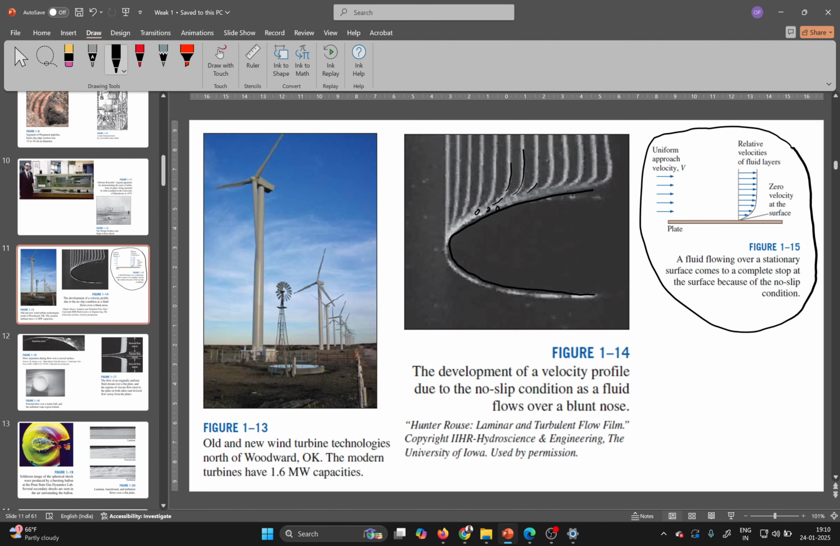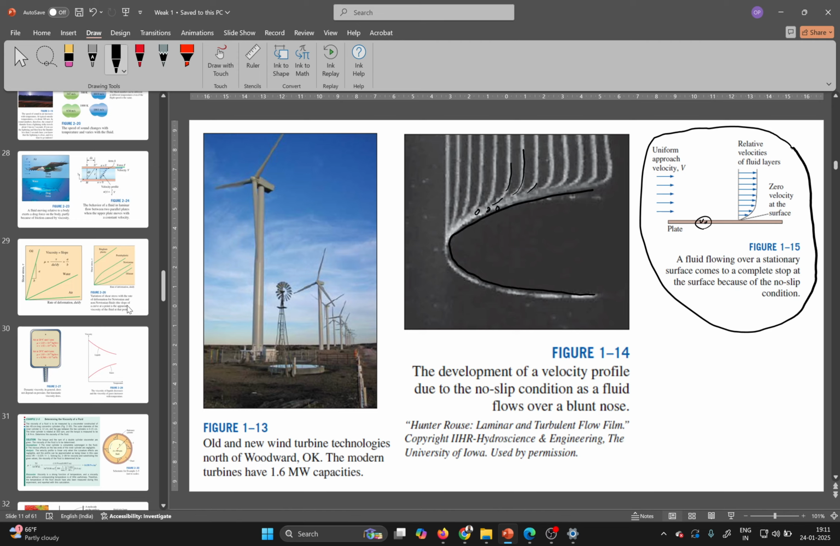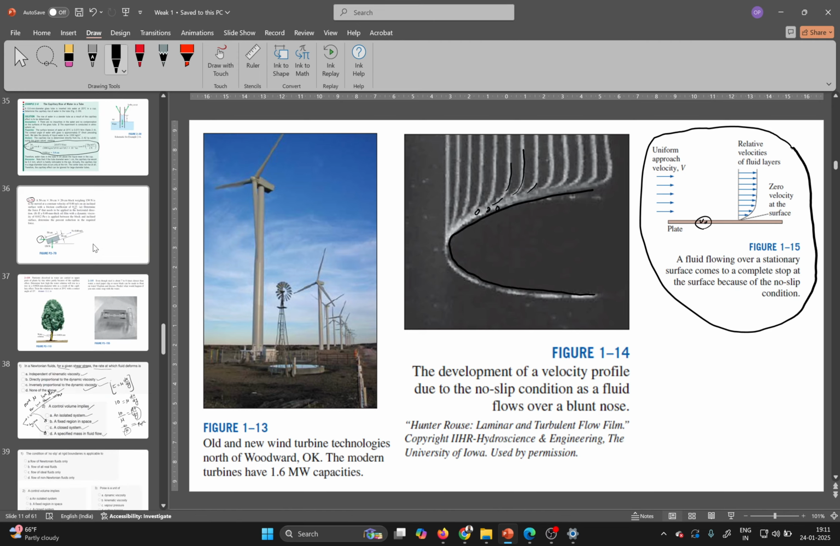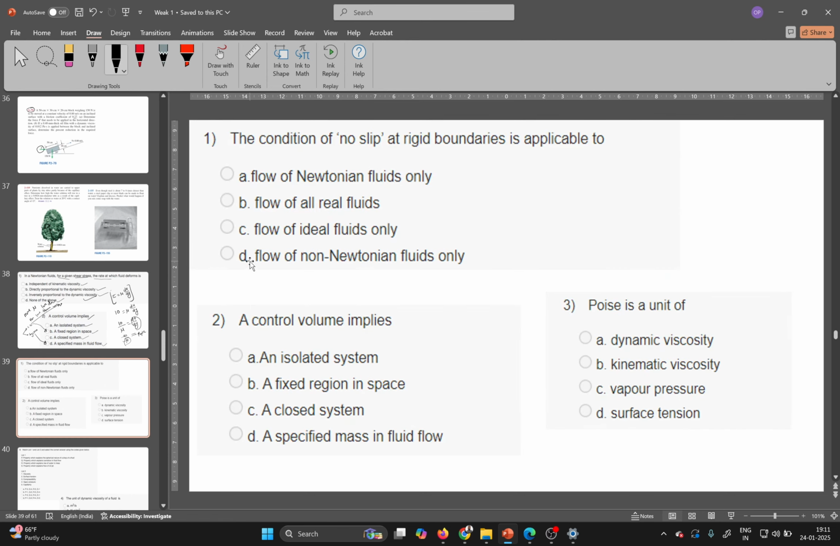As the conclusion here, as your fluid interacts with a solid surface, let us say the plate, at the surface your velocity will be zero, and this condition is known as the no slip condition. And the question is, is it applicable for all fluid, Newtonian fluid, real fluid or ideal fluid? Definitely it will be for all real fluid.